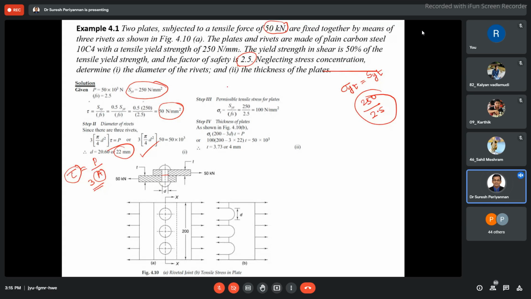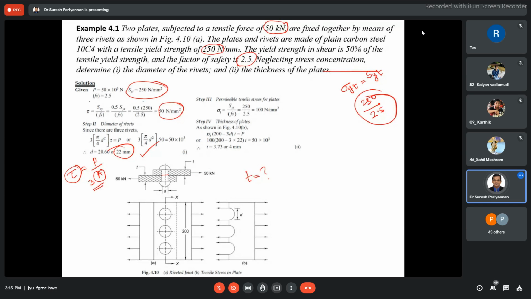Now I come to the tensile stress for plate design. In this plate, it is subjected to tensile stress. Tensile stress is nothing but, now we have to take 100 Newton per mm square. We can't take this value directly. Factor of safety is given. Then from this we can find out the thickness of the plate. What is the thickness of the plate?